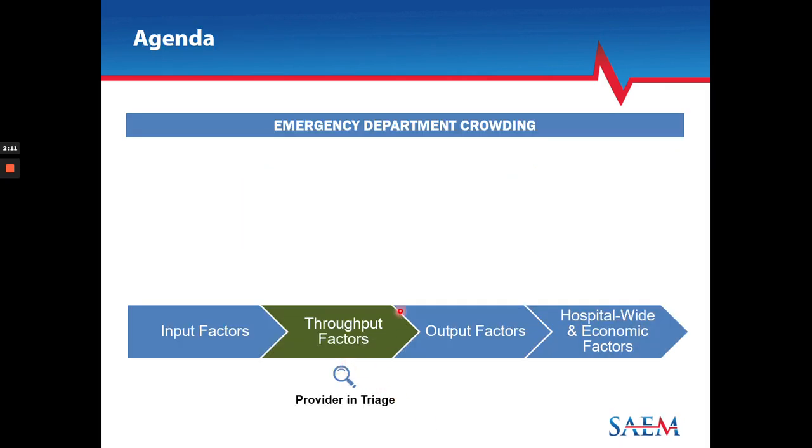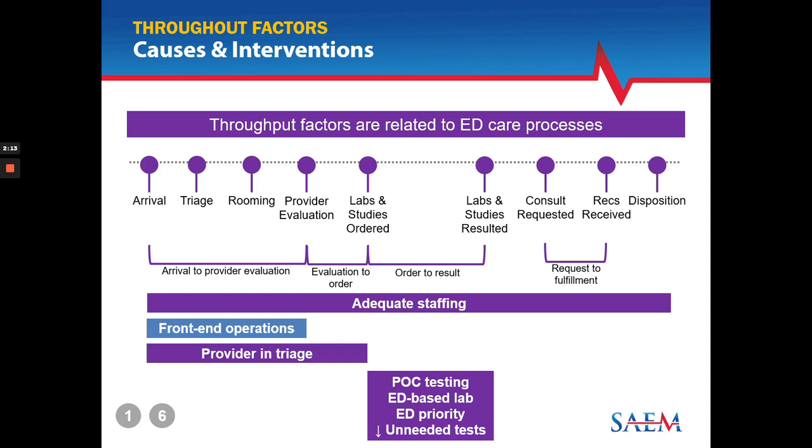Next, we'll review interventions related to throughput factors. As we discussed in Module 2, throughput factors are those that relate to ED care processes from the time a patient arrives in the emergency department until their disposition is determined. ED staffing affects all of these processes, so to the extent understaffing is prolonging ED throughput, then addressing staffing will alleviate crowding.